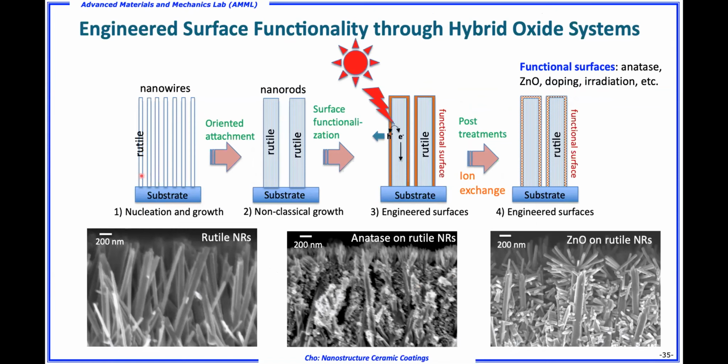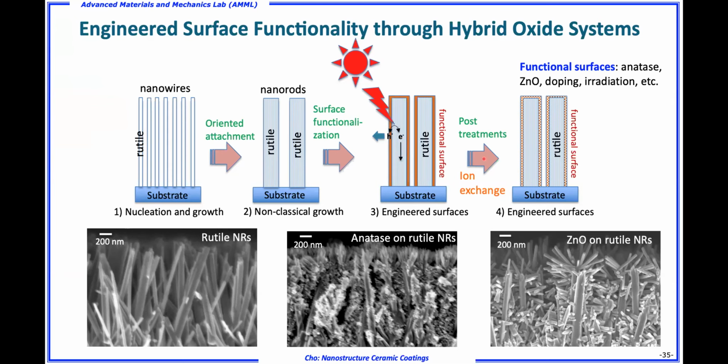As I mentioned, we have the rutile nanowires, and they bundle to form the rutile nanorod. Through the surface functionalization, we generate the core shell structure, and then electron hole separation can be more efficient. And also electron transport can be more rapid through the single crystalline nature of this path.